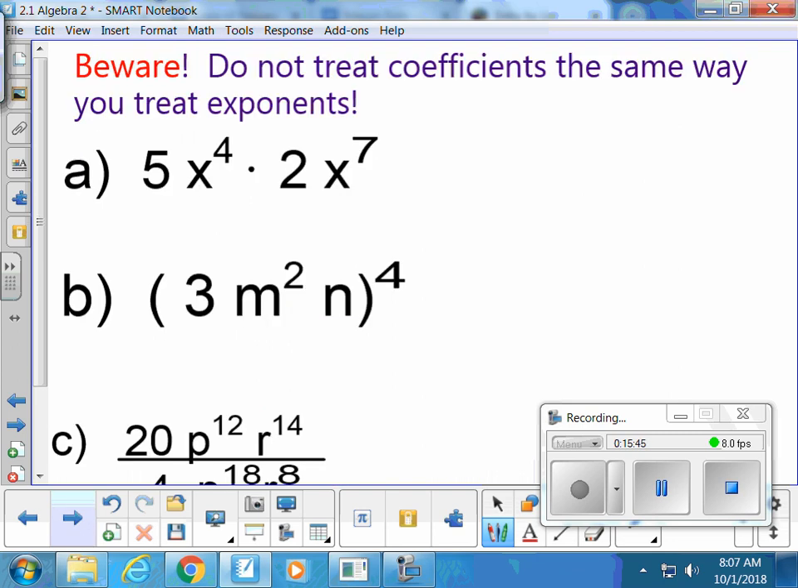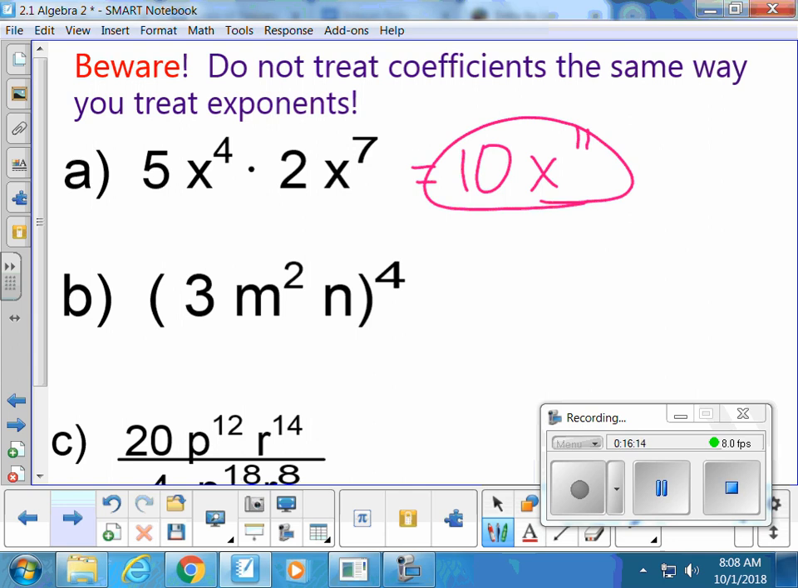All right. Beware! These are going to start getting bigger. And the biggest mistake I see students doing is treating the coefficients the same way they treat the exponents. You want to treat your coefficients like normal everyday numbers and treat your exponents with the exponent rules. So, Aaron, you want to try part A? 30 to the 11. Good. So he multiplied his 10 and his 5 by his 2 to get the 10, but then the 4 and the 7 add together to give him his 11.